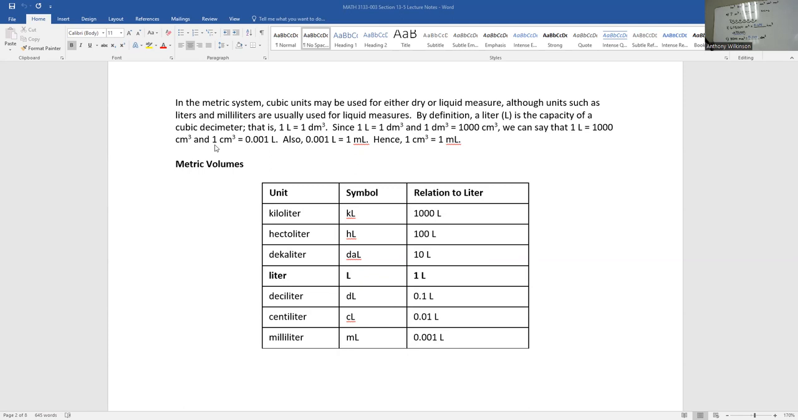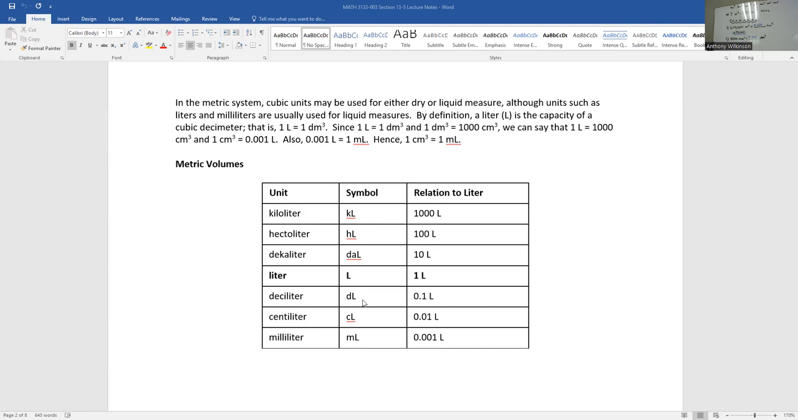And 1 cubic centimeter, conversely, would be 0.001 liter. That's 1/1,000th of a liter. And also, that 1/1,000th of a liter is 1 milliliter. We can say a cubic centimeter is going to be 1 milliliter. Okay. So we'll be using these types of conversions here to convert probably from cubic centimeters to milliliters or from liters. It all depends. Okay, so here are the metric volumes.